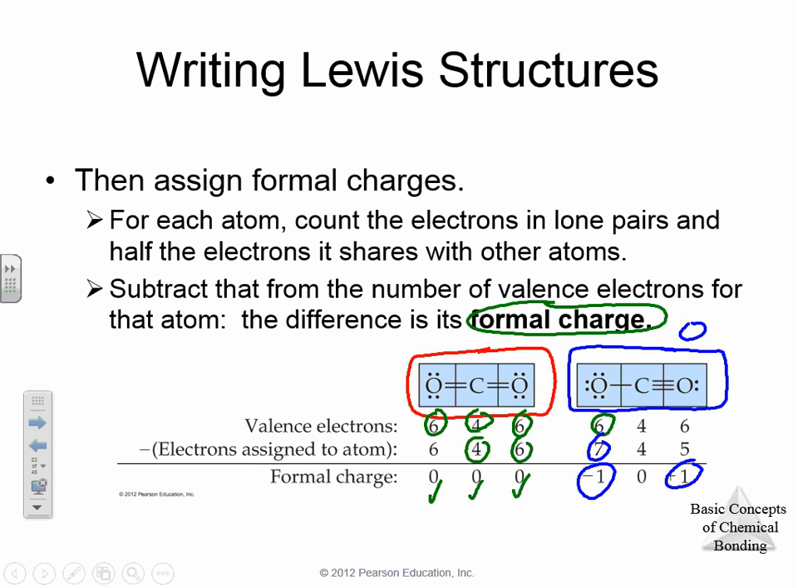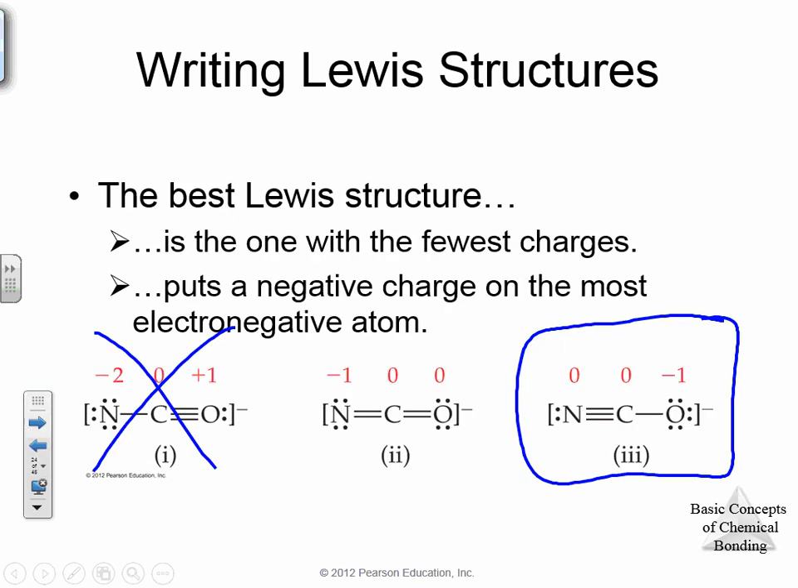But why isn't it the best Lewis dot structure? Well, when we have the best Lewis dot structure, it's A, the one with the fewest charges. And this slide is very important for the remainder of the year. A, it's the one with the fewest charges.